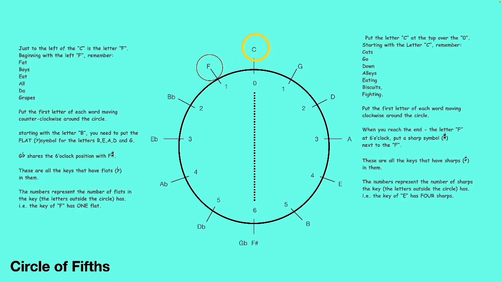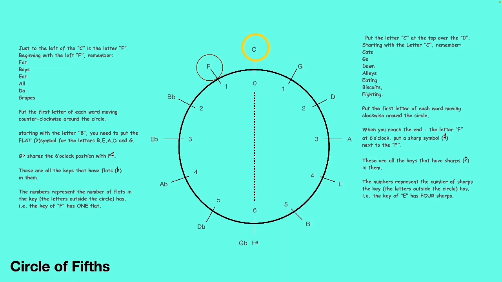Now, just to the left of the C is the letter F. If you can remember, beginning with the letter F, fat boys eat all dog grapes. Well, the first letter of each word of that saying gives the letter names that go counterclockwise, 1, 2, 3, 4, 5, and 6. Now remember, you've got to put a flat symbol. It looks like a little b here. You put a flat symbol next to each of the letters B, E, A, D, and G, right?